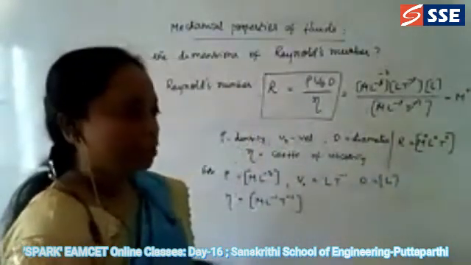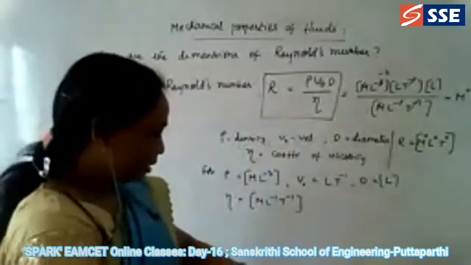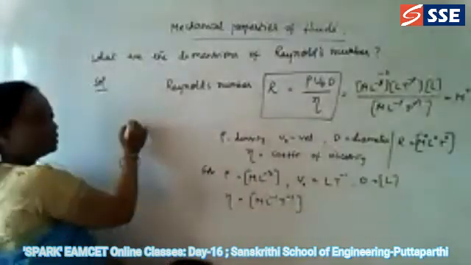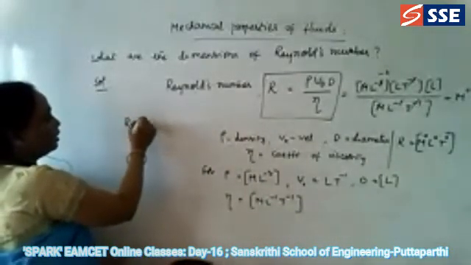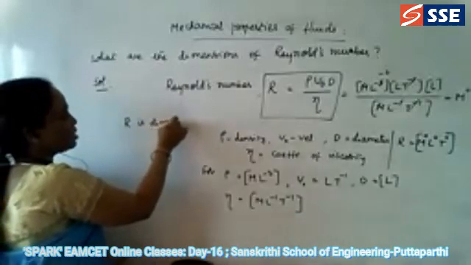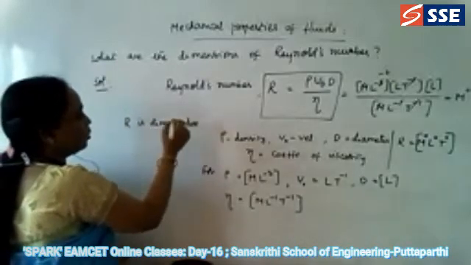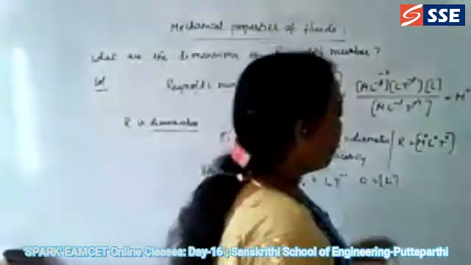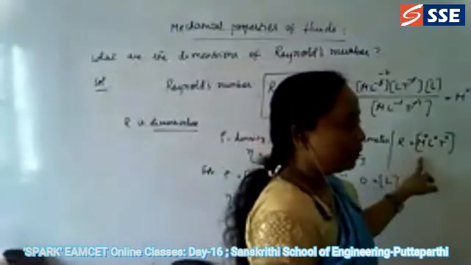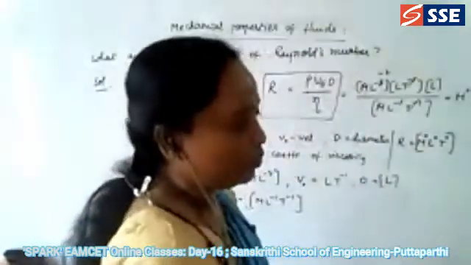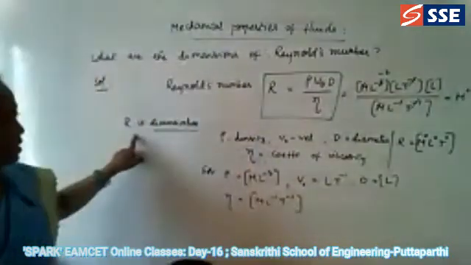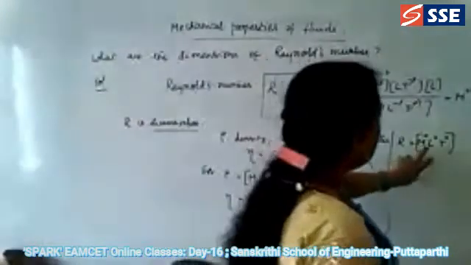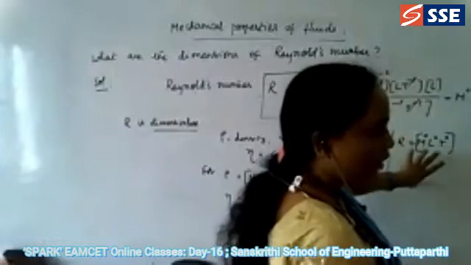Very important, note down. So find the dimensions for Reynolds number, because R is a dimensionless physical quantity. So what are the dimensions? Note down the dimensions. If it is over, then I will remove this one. So Reynolds number is dimensionless, or directly you can write this as M power naught, L power naught, and T power naught.